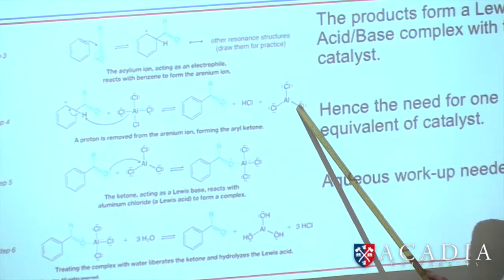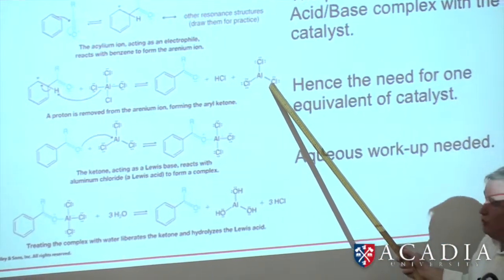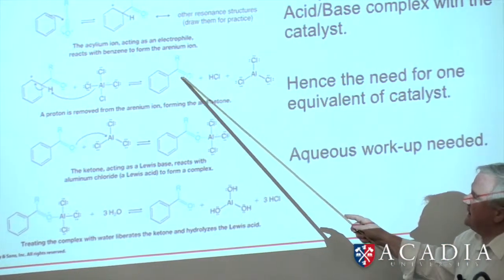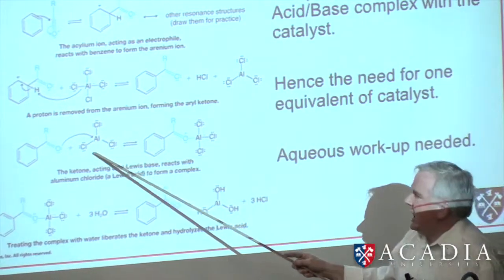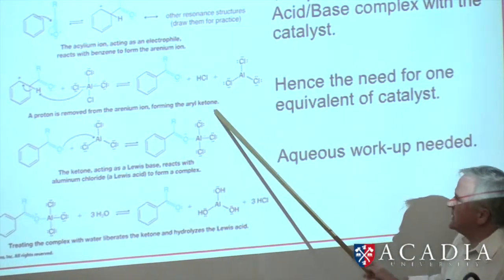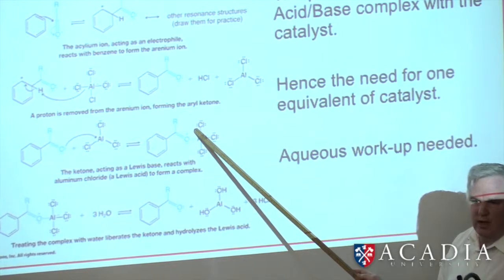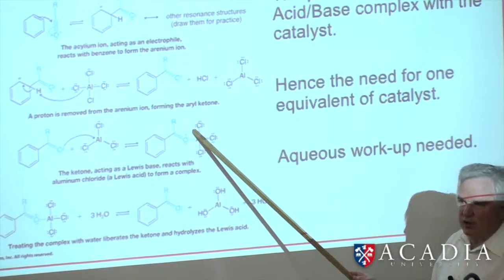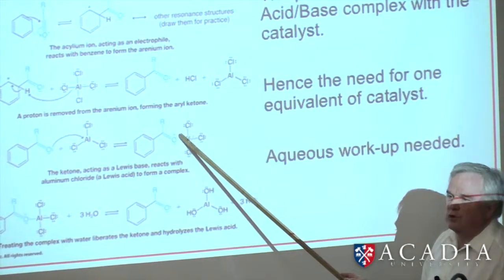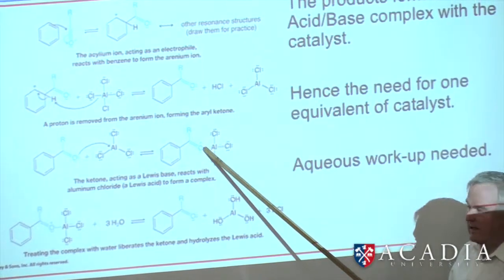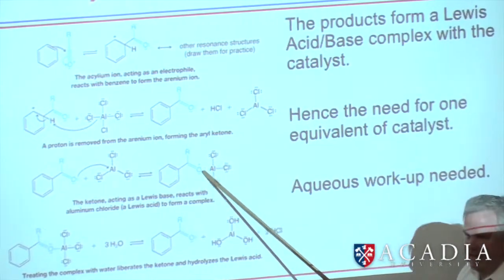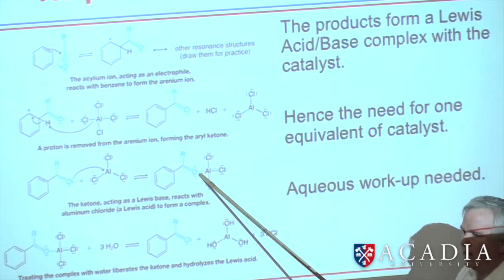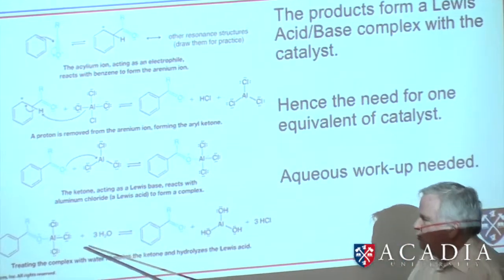And remember, I told you that we had to use an equivalent. The reason is this is actually a decent Lewis base, and it will react with the Lewis acid to form this complex and just crashes out of solution. And that's what happens when we do this reaction. That's why we have to use a full equivalent of the catalyst, because it gets tied up in the end with the product. And then we work that up.